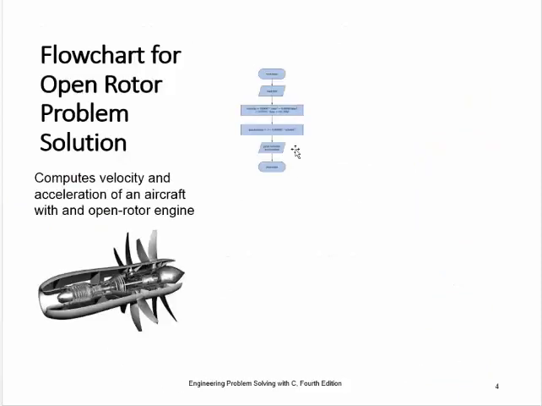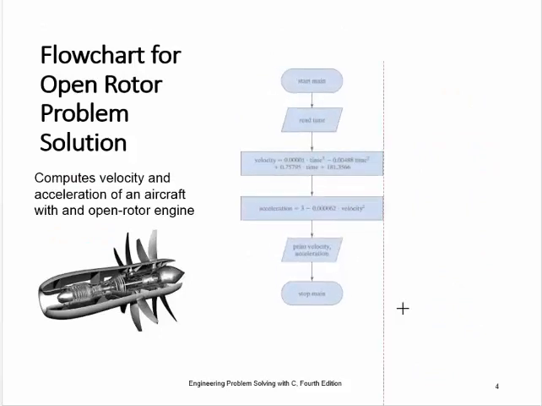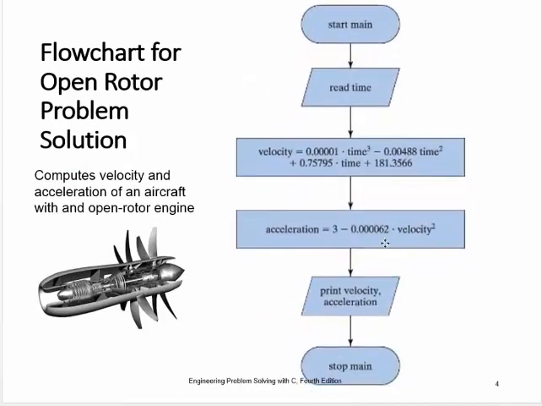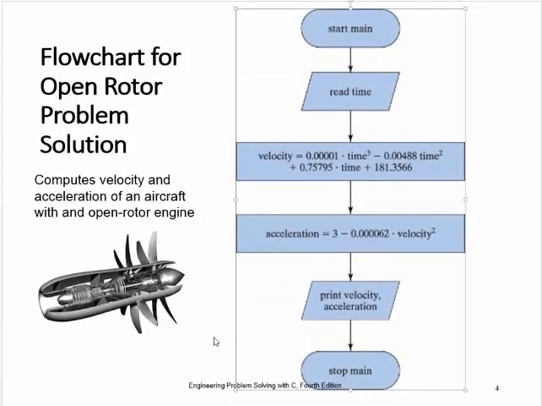Oh boy, everything changed in this since I wrote it. So here's a flowchart example, an open rotor problem solution. They just don't tell you what that is in the textbook, but I'm going to tell you. This is an open rotor engine, a picture of one. And this program would compute the velocity and acceleration of an aircraft that has an open rotor engine, which is an engine that looks like that.